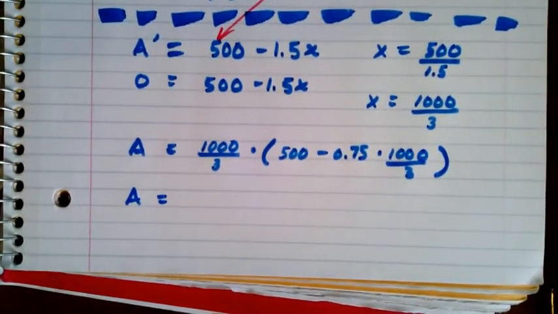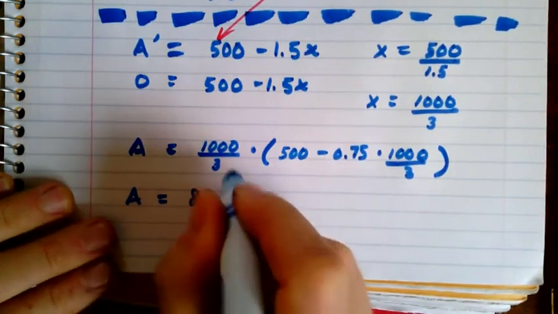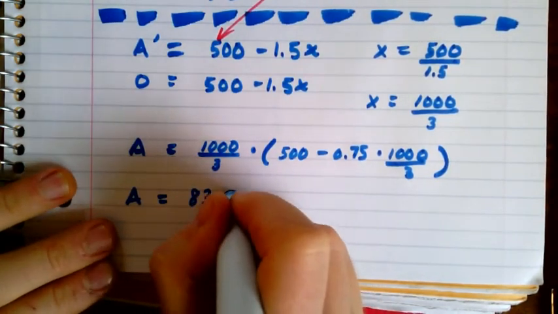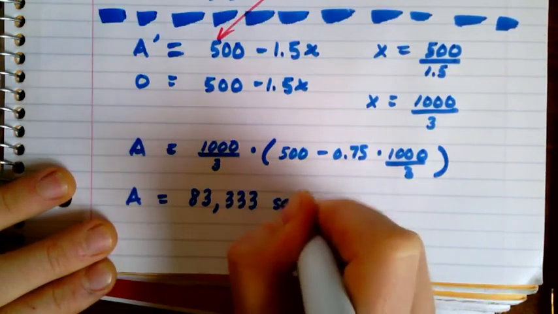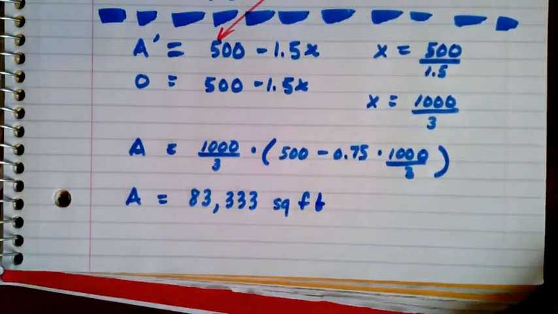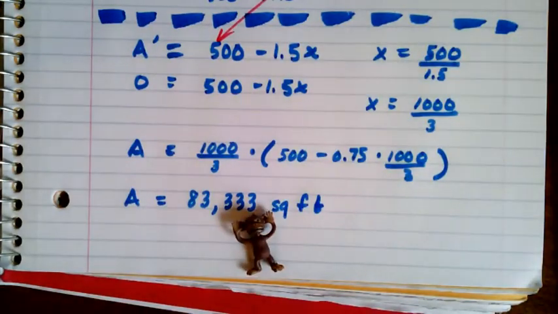And that answer is a number. And that number is none other than 83,333 square feet, so that the monkeys can run free. The end.